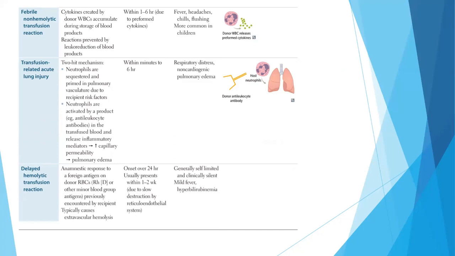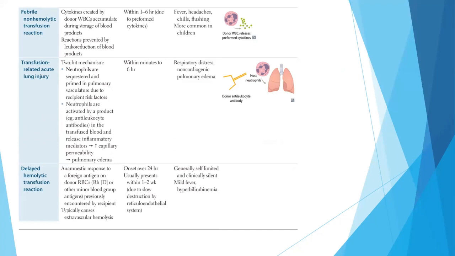So the TRALI, okay, there is a two-hit mechanism. First, the neutrophils are sequestered and primed in the pulmonary vasculature due to the recipient risk factor, and then the neutrophils are activated by a product in the transfused blood and release inflammatory mediators, which can cause increased capillary permeability, and ultimately the patient will have pulmonary edema.